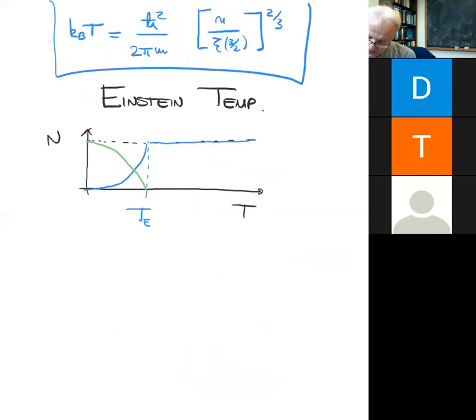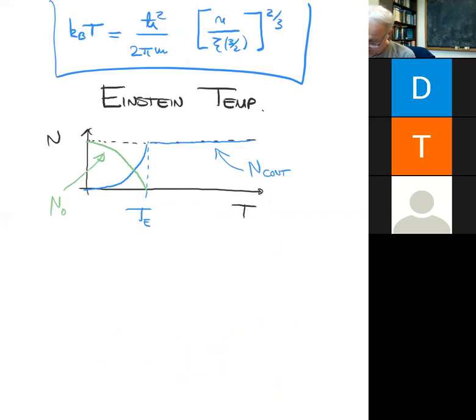So these are the particles in the ground state. These are particles in the continuum. Okay.